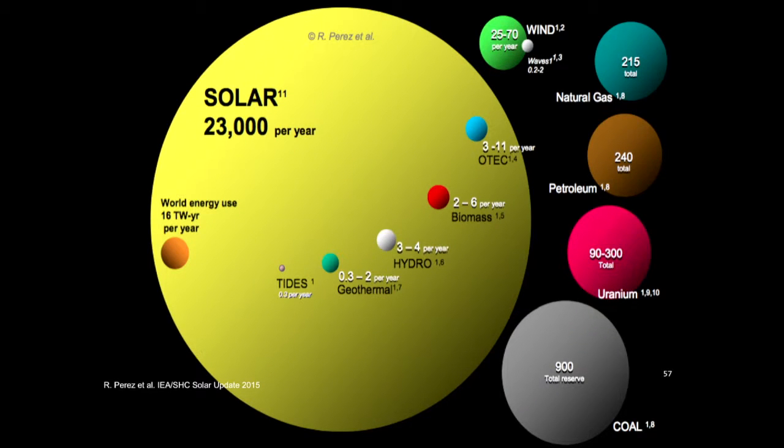So in this figure, on the right side, we have the known reserves of non-renewable energy sources, and on the left side we have the potential power generated per year for non-renewable sources. And this big yellow circle, the elephant in the room, is the energy produced by the sun every year. And so it seems like this would be a wise place to start with meeting this energy demand.